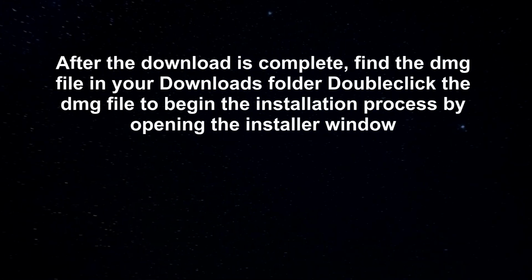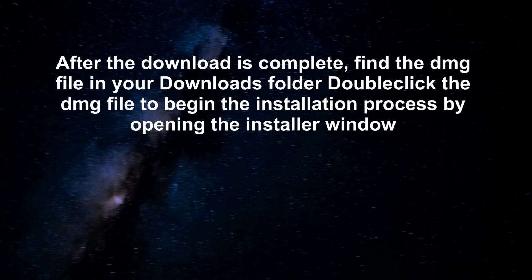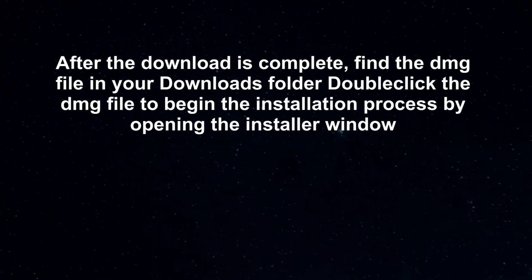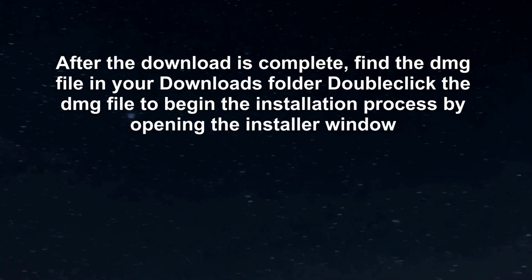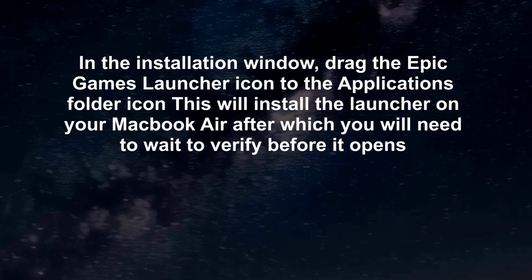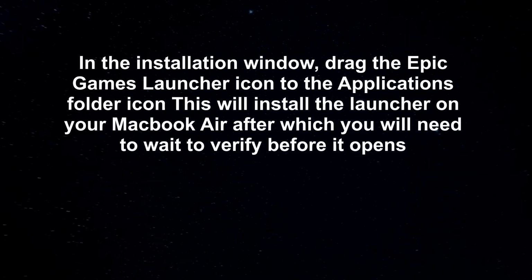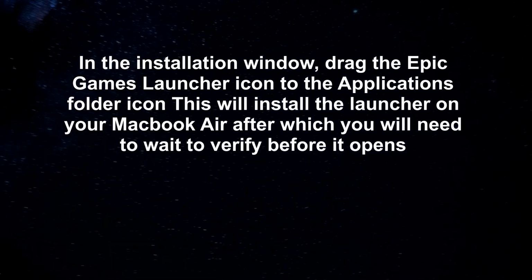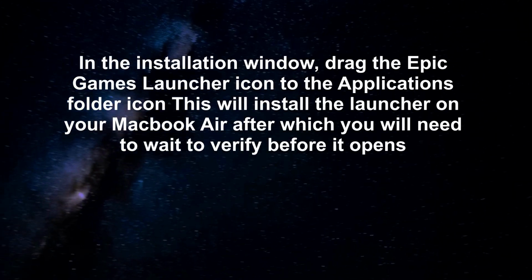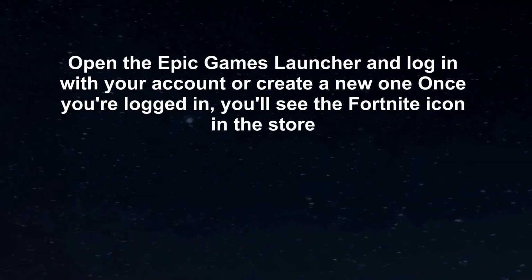After the download is complete, find the DMG file in your Downloads folder. Double-click the DMG file to begin the installation process by opening the installer window. In the installation window, drag the Epic Games launcher icon to the Applications folder icon. This will install the launcher on your MacBook Air, after which you will need to wait to verify before it opens. Open the Epic Games launcher and log in with your account or create a new one.